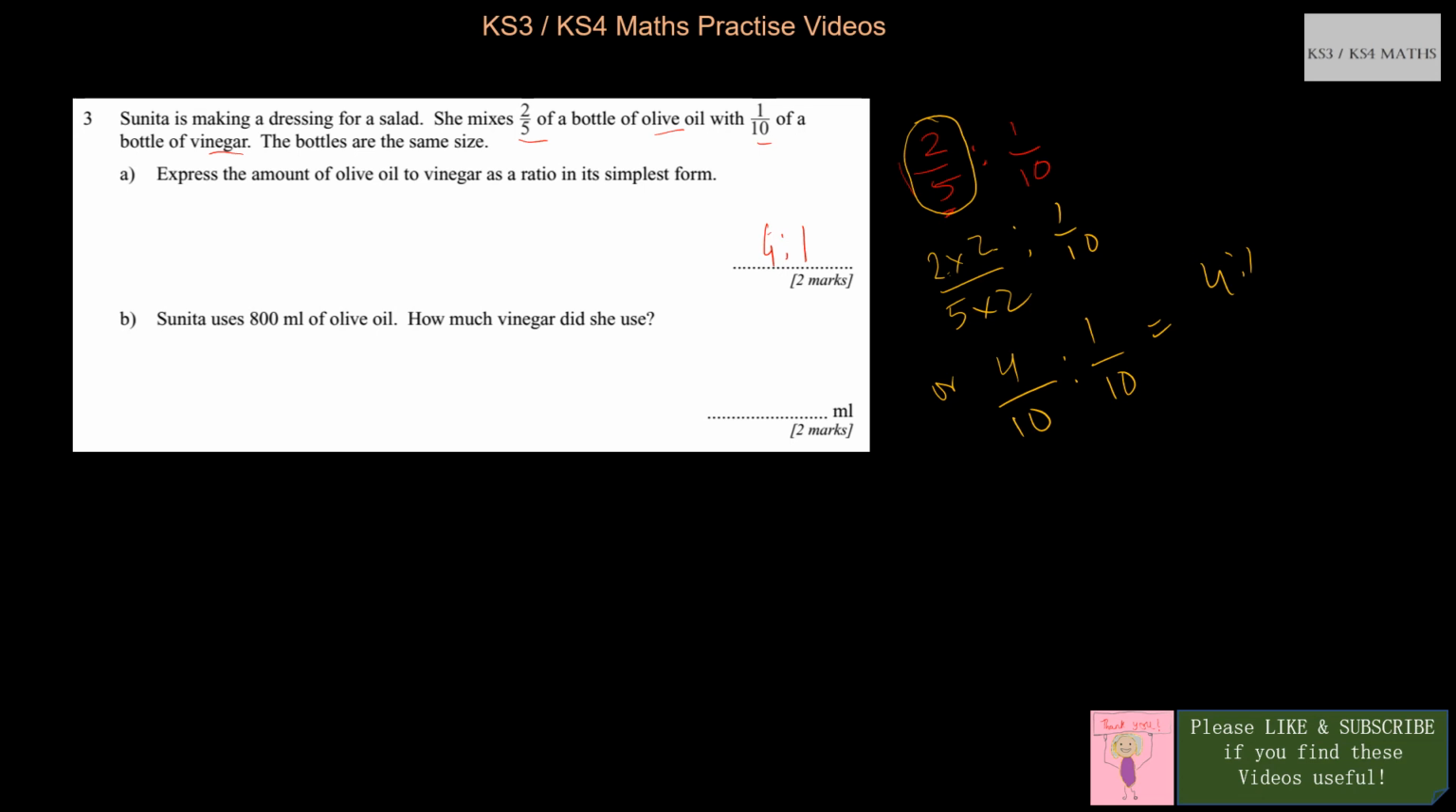Then Sunita uses 800 ml of olive oil. How much vinegar did she use? So you already have 4:1. So to get 800, you have to multiply it by 200. So if you multiply both sides by 200, you would get 800 is to 200. So which means you have 200 ml of vinegar.